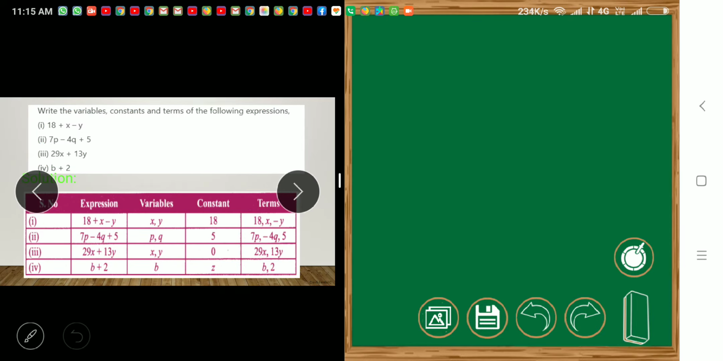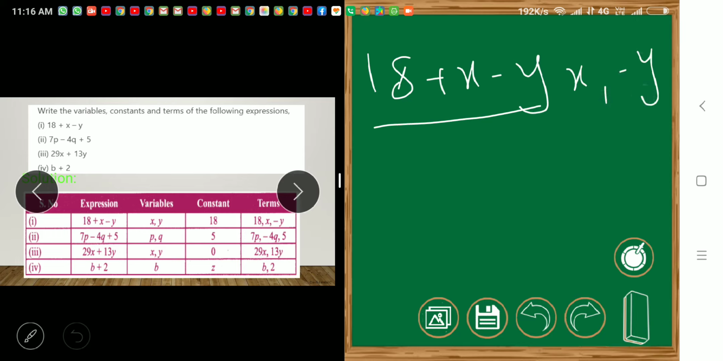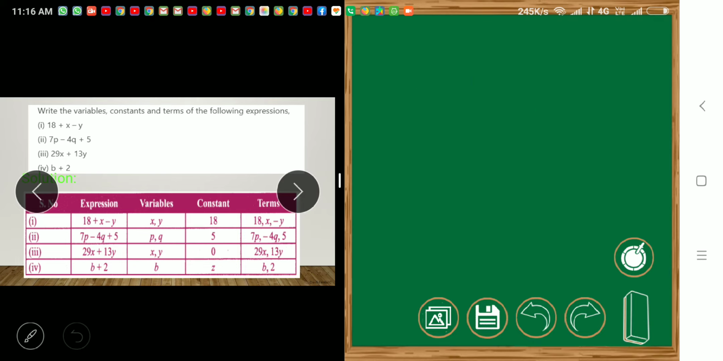And next, write the variable, constant and terms. See, all the questions are based on the parts of an algebraic expression. Once you are thorough with these parts of algebraic expression, we can solve all sorts of questions. See, it is given 18 plus x minus y. You need to write the variable. First, make it as a tabular column. What are the variables we have in this algebraic expression? x and y. If it is only the alphabet, you need not mention the minus, only the numbers alone. So in 18 plus x minus y, the variables we have here are x and y.